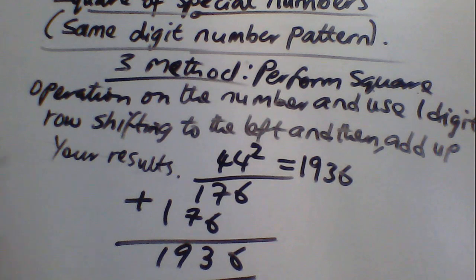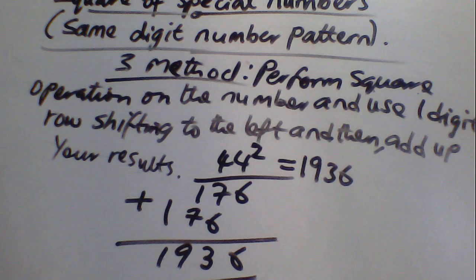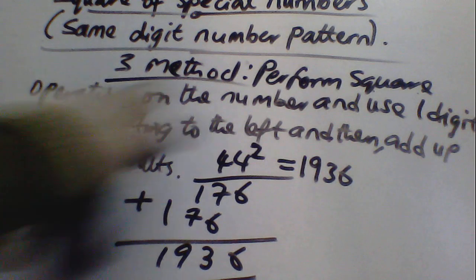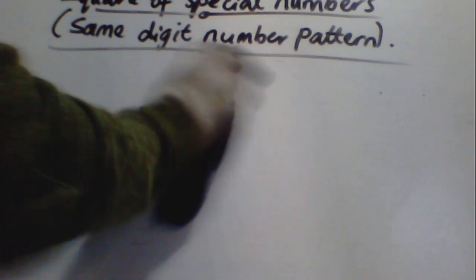This is true because I performed the operation on the number. The number of rows that I will form will be equal to the number of digits. There are only 2 digits, so the first row and the second row, only 2. The number of rows to shift is equal to the number of digits the number has. So this is the third method. Let's do more examples for clarification.